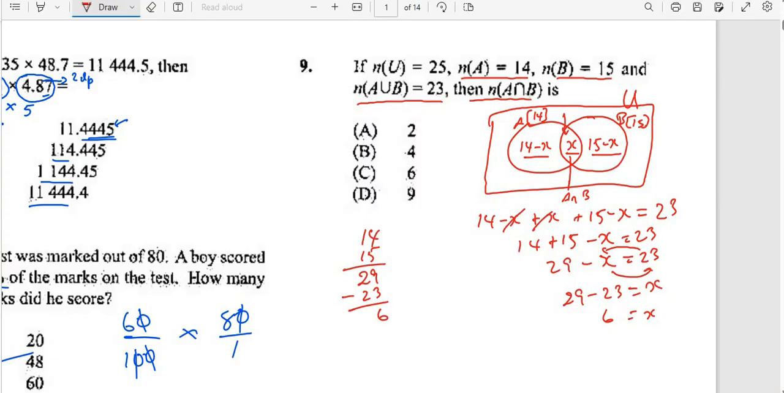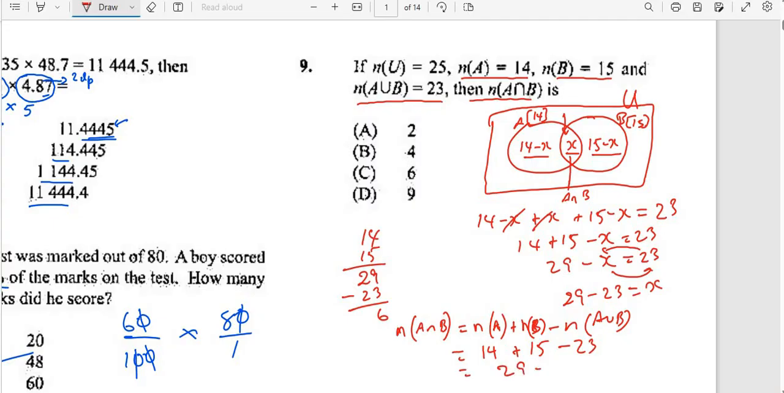All right, and a more useful formula is that the number of elements in the intersection of A and B can be found by saying the number of elements in A plus the number of elements in B minus the number of elements in the union of A and B. It's a nice formula. And so the number of elements in A is 14, in B is 15, in the union is 23. And this will make it easy for us because it's going to be 29 minus 23, which is 6.